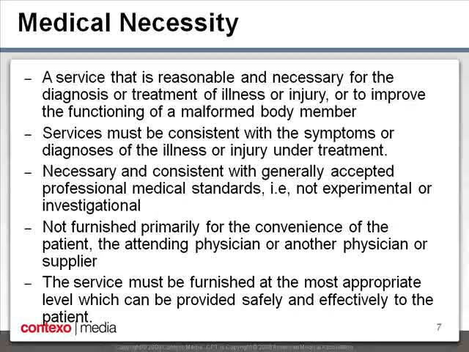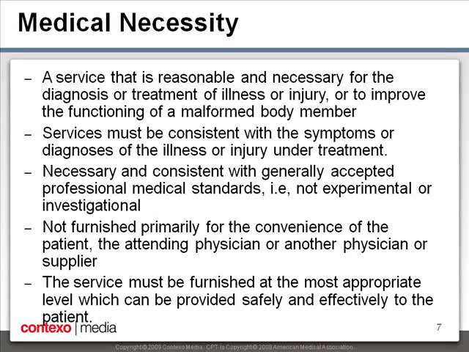Now, this is the big one that most of us have had an experience with, because medical necessity is the overarching criteria for any service that is done by a provider to validate that type of service. So what exactly is medical necessity? Let's take a look at it.